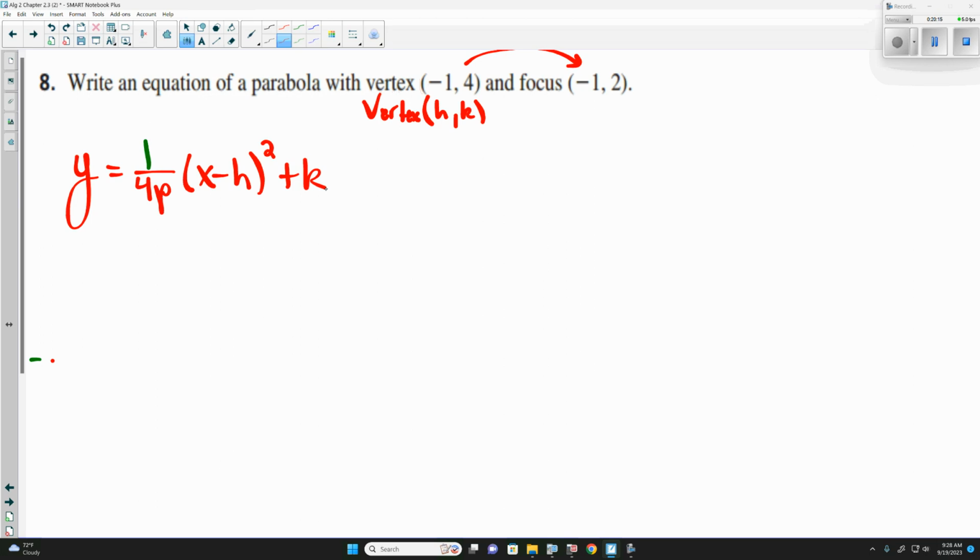Now, if the vertex had been negative 1, 4, and the focus was 2, 4, where the y values, the second value from vertex to focus, stayed the same, then we would have x equals. So when I'm looking at this, I'm looking at which value is changing. Is it the x value, the first value, or is it the y value, the second value? Because if it's the second value, the y value, we're looking at y equals. If it's the first value, the x value changes from the vertex to the focus, then it's x equals.